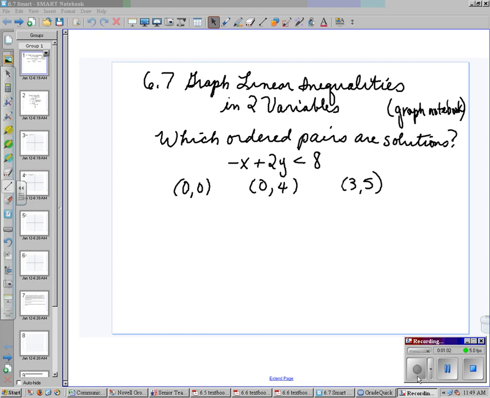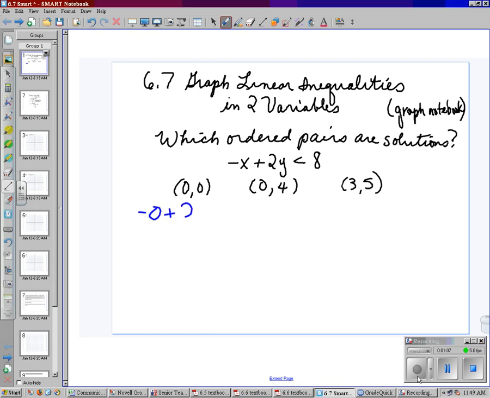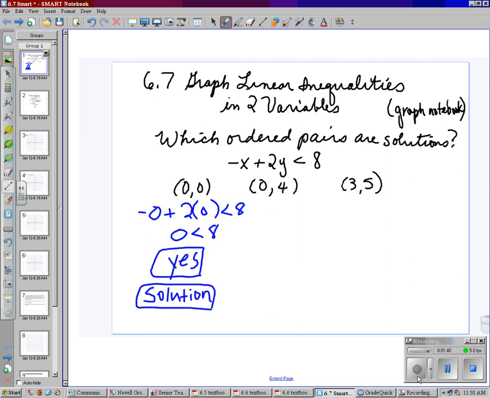So, would you please substitute 0 in for X and 0 in for Y, so that you're looking at 0, negative 0, the opposite of 0. Opposite of 0 is what, class? It's still 0. What's 2 times 0? And when you add 0 and 0 together, you get 0. So I got 0 is less than 8. True or false statement? True. So is (0, 0) a solution to this inequality? So I'm going to write the word yes. That is the appropriate answer. Or if you want to write solution, that would be appropriate as well.